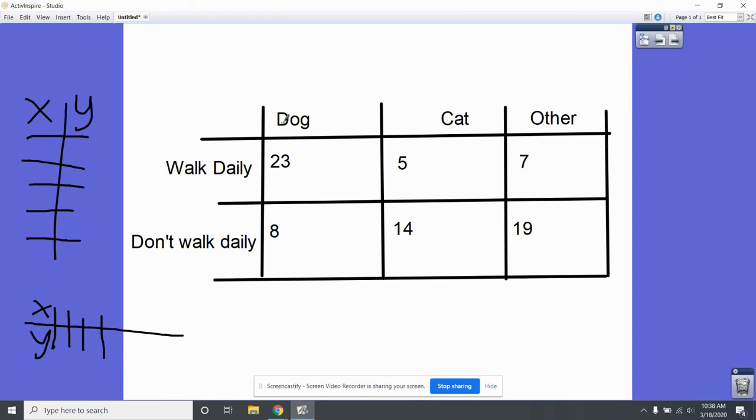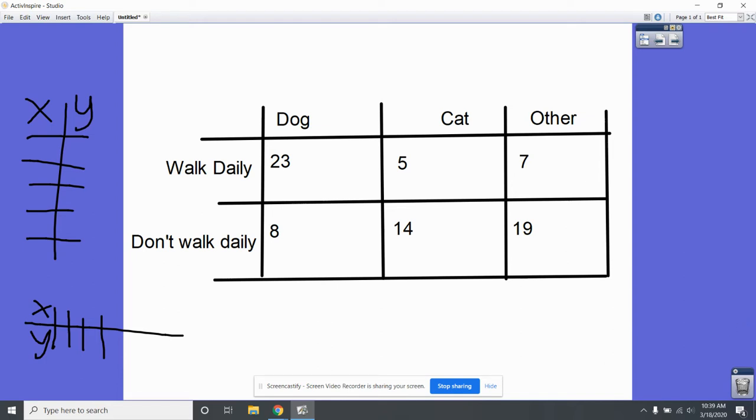So in this case, people were asked if they have a dog, a cat, or other. Other could be a different type of pet or no pet. And they were also asked, do they walk daily or not? And this was the information that was given. And last week you learned how to fill all that in.